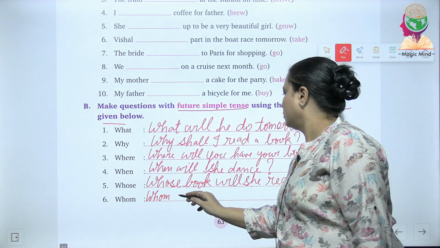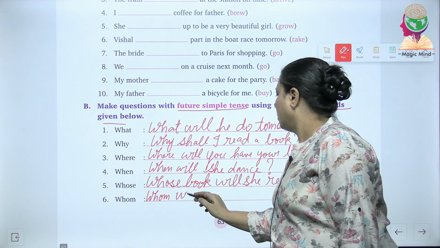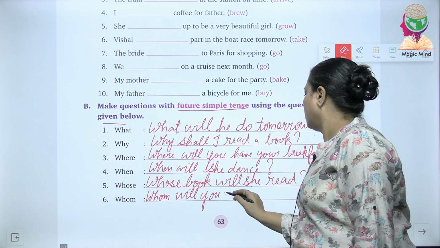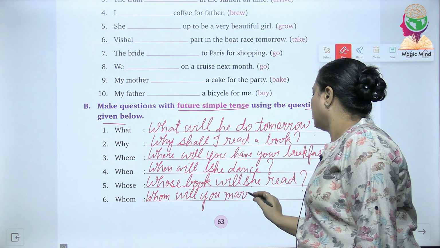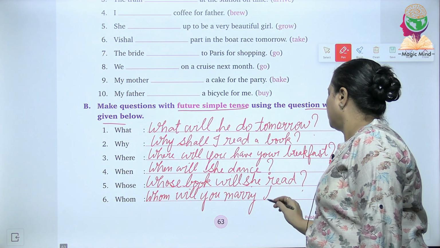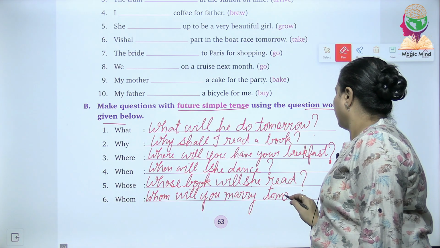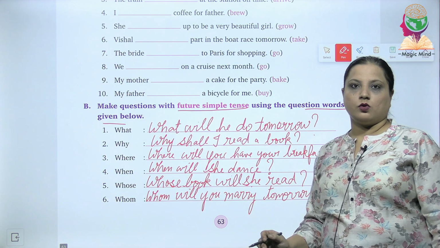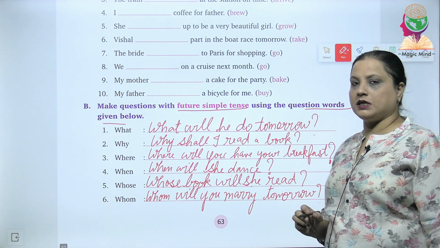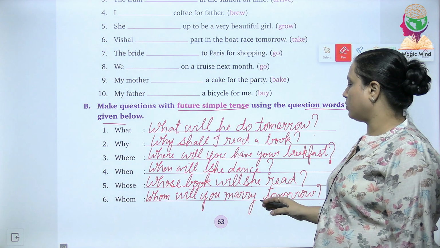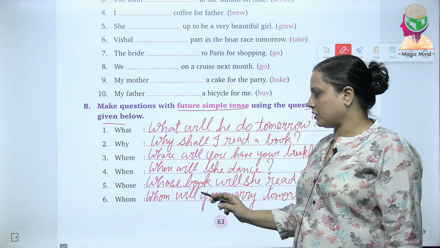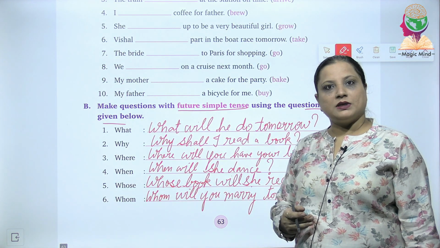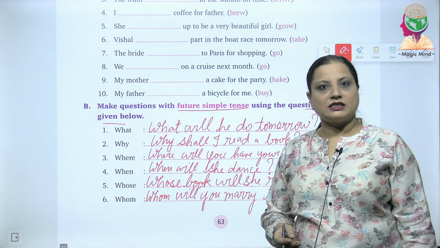Whom will you marry tomorrow? Whom will you marry tomorrow? Here the word marry is the verb, that is the base form of the verb. You is the subject. Will is the helping verb. So here we have completed. Let's now move quickly to the next page.